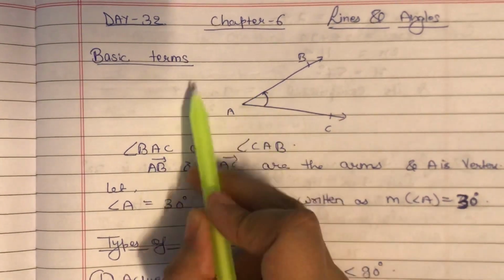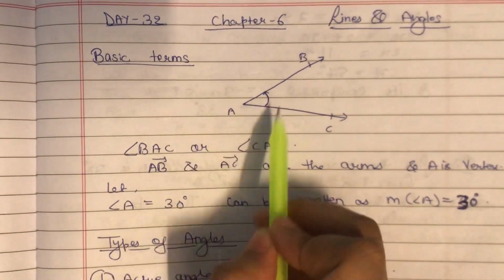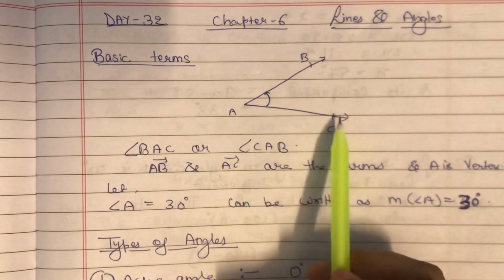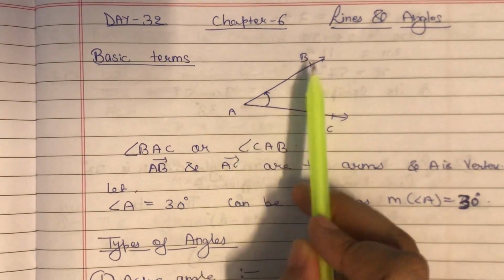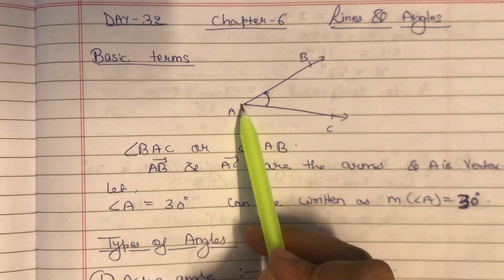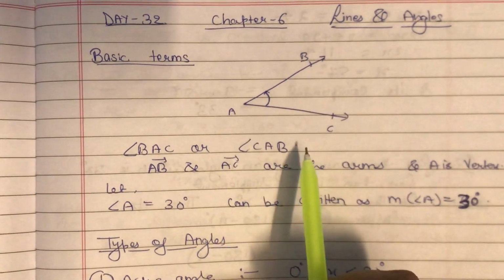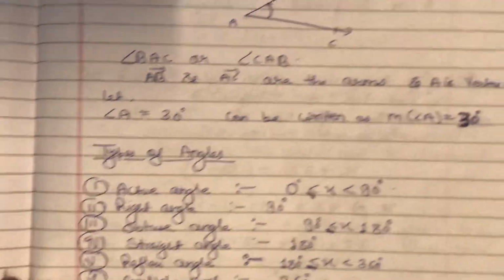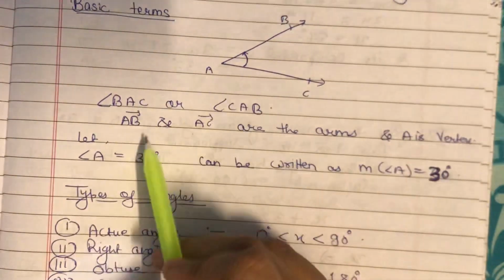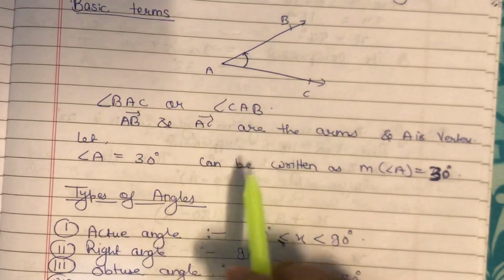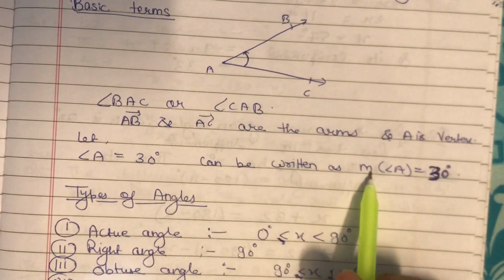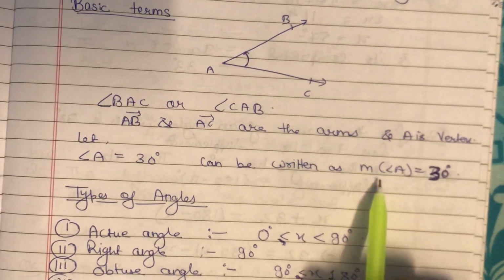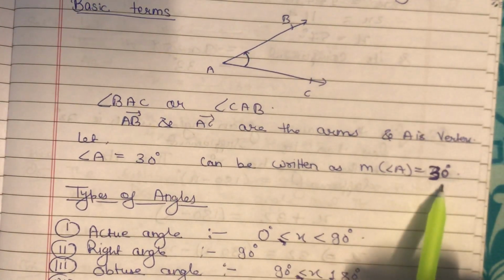So if you rotate it, it is going in an anti-clockwise direction. So if you say angle BAC or angle CAB or simply angle A, all are same. Now suppose angle A is 30 degree, then it can be written as M of angle A equals 30 degree. So this is how we write it.